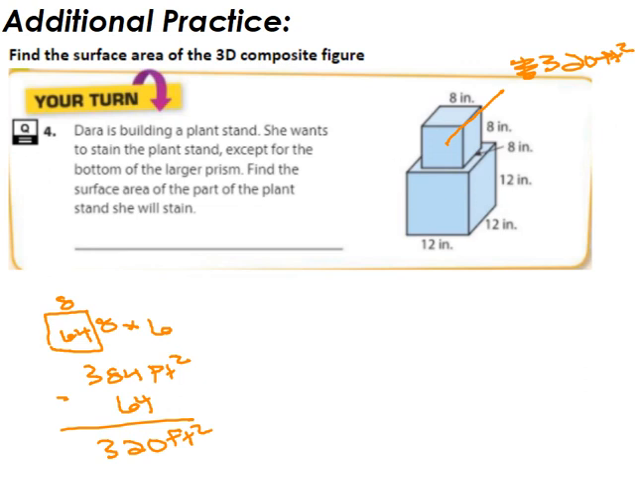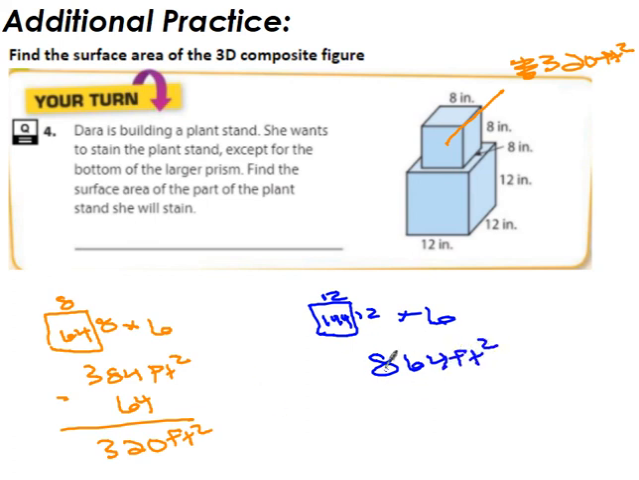Well, again, luckily it's a cube. It makes it nice and easy for us. All sides are 12. So we know there's 6 sides to a cube, and it's 12 by 12, which is 144. So each side of this cube is 144. So I'm going to take my 144 square feet and multiply by all 6 sides. I got 864 square feet.